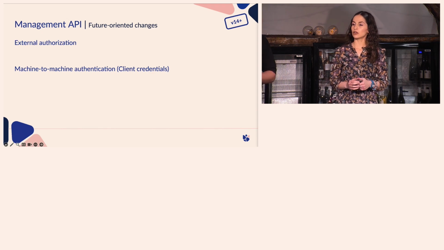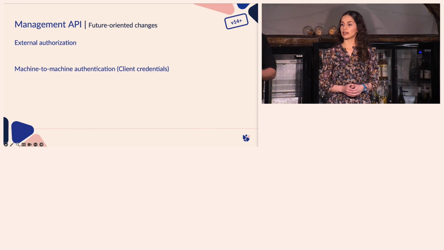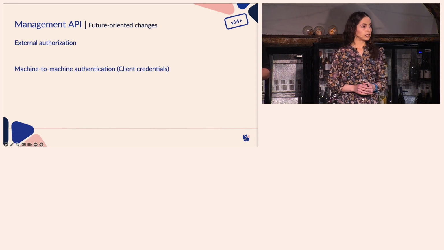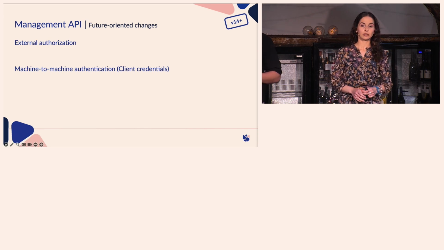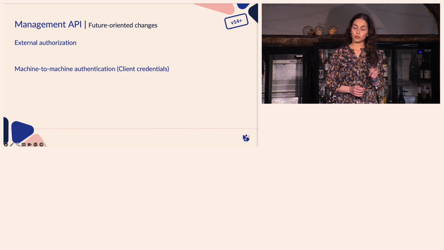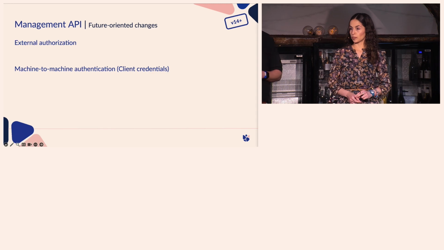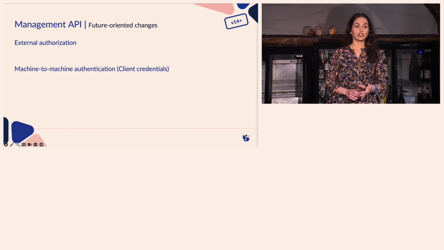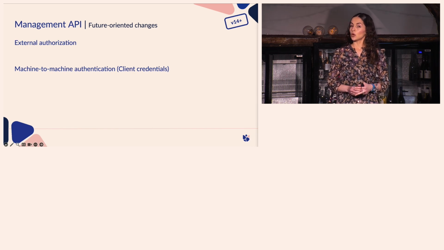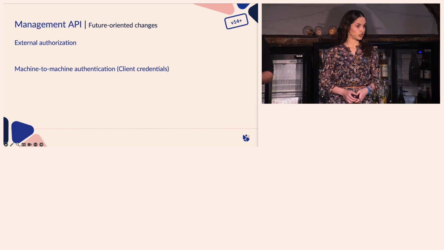OpenID Connect allows us to use clients like Swagger and Postman. In the future, it will open up the possibilities to use the management API for integrations as well. Currently, this requires user interaction, but we expect to implement machine-to-machine authentication in version 15, which is where the client credentials feature comes in.